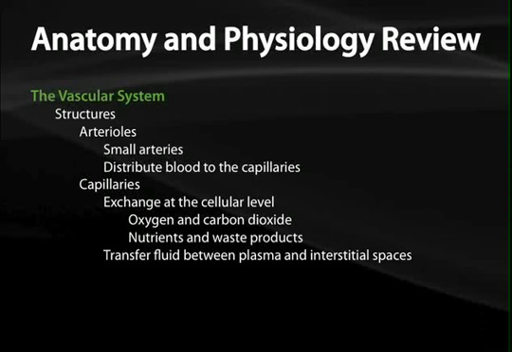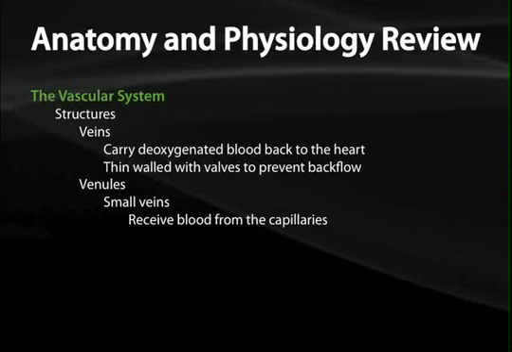The arterioles are the small arteries that distribute blood to the capillaries, and the capillaries exchange oxygen and carbon dioxide, as well as other nutrients and waste at the cellular level. They transfer fluid between plasma and interstitial spaces. Now, your veins carry deoxygenated blood back to the heart, and the veins are thin-walled with valves to prevent any backflow. The venules are the small veins that receive the blood from the capillaries.